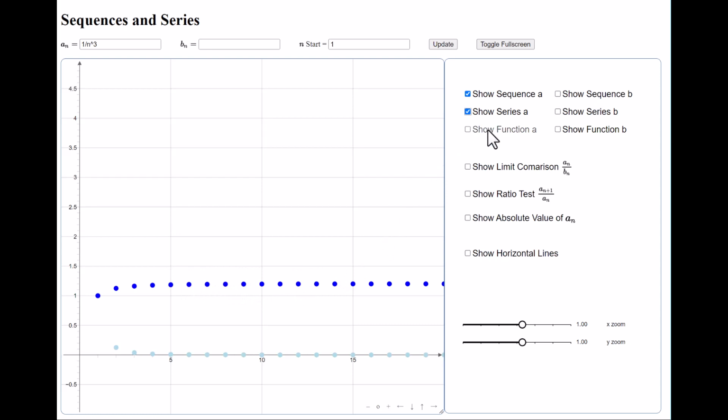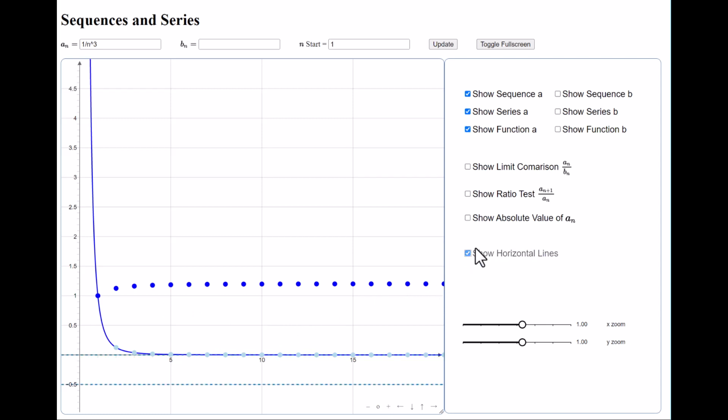Now the value of the integral, so this function here that passes through my sequence terms, the integral from 1 to infinity, resulted in 1/2. Well, the total sum of the first point is 1. That's already bigger than 1/2. So clearly these things aren't equal to one another.